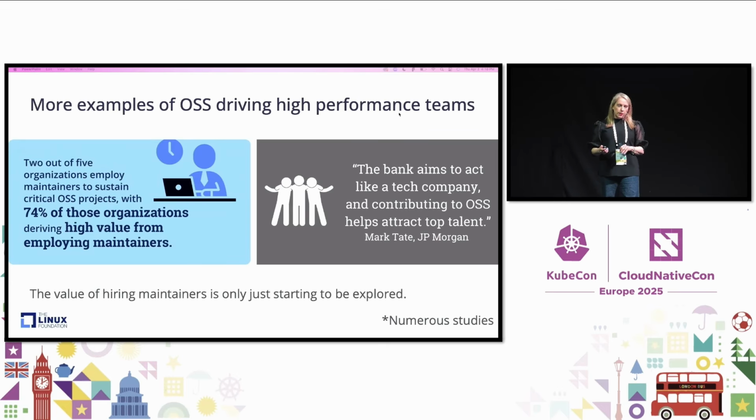Other examples of things that we need are linking open source contribution to high performance teams. Recently, Chris Aniszczyk said, hey, in your next survey, could you throw in a question there about the value of employing maintainers? And I was so pleased that when we got the results back, I could say, hey, Chris, 74% of organizations derive value, high value, from employing maintainers. That was not a question that we had any data around until recently. It's a question we're going to continue to ask.